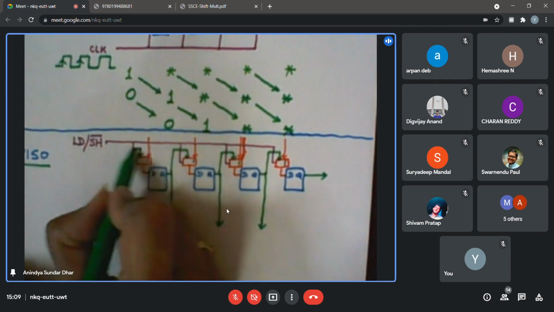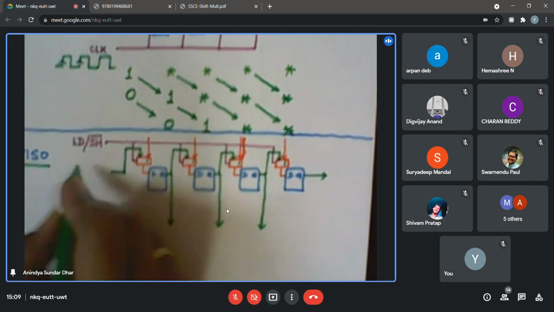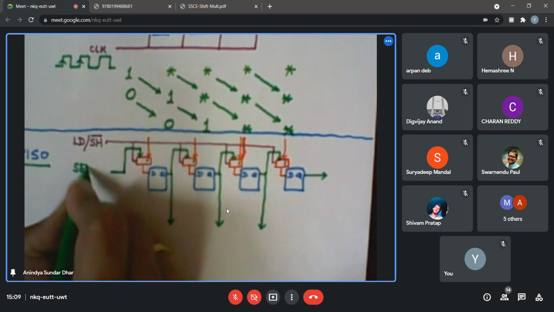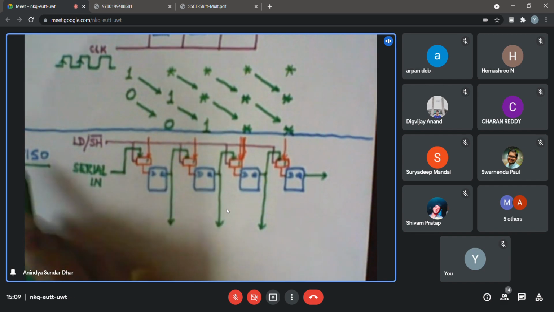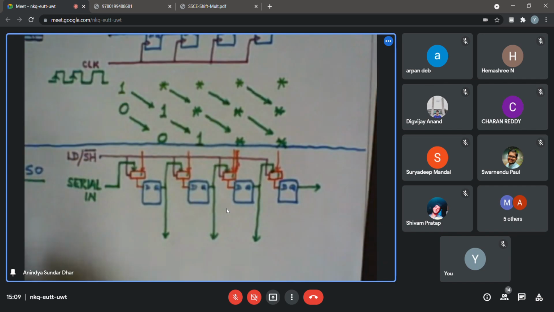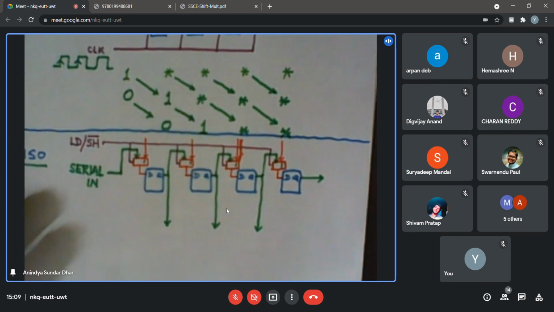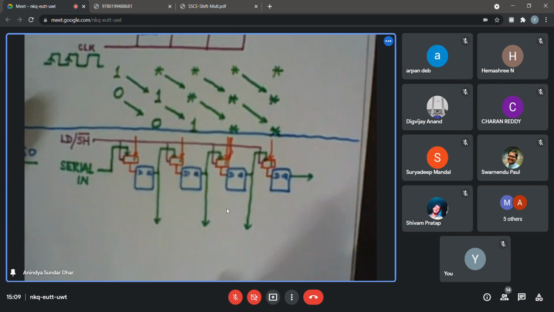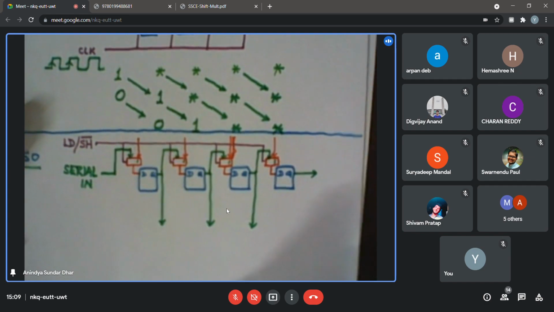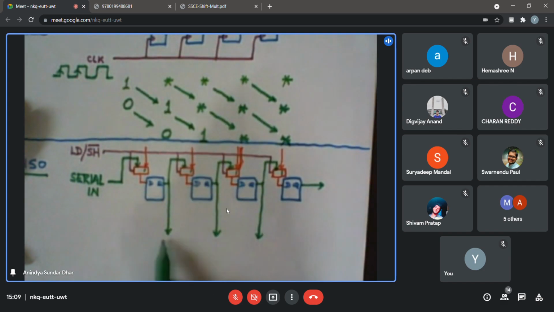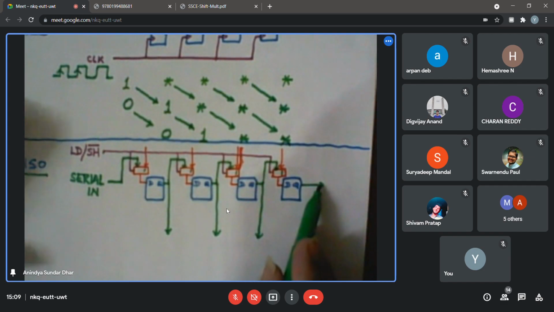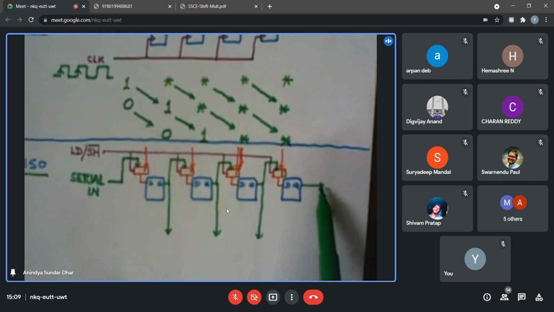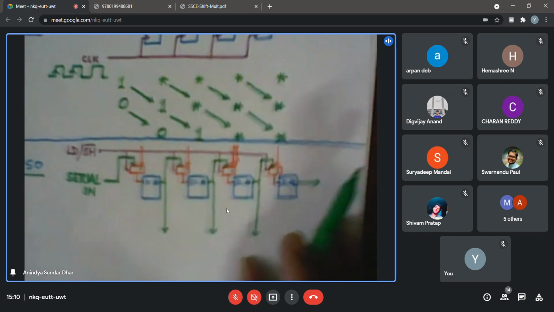Right. So then I am having an input, which I am writing in full, I am calling it serial in. Now it is called parallel in, serial out. So where should I take the serial output from? The green lines. This green line, or the last one, or this one or this one? The last one. The last one is where I am pointing right now? Yes. Okay, so that will be my serial out.